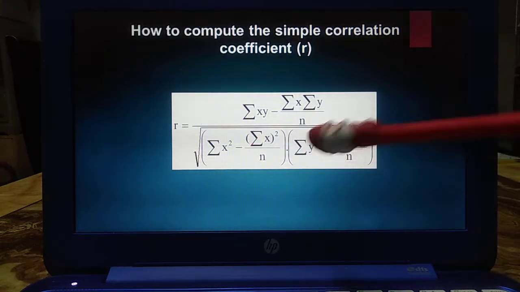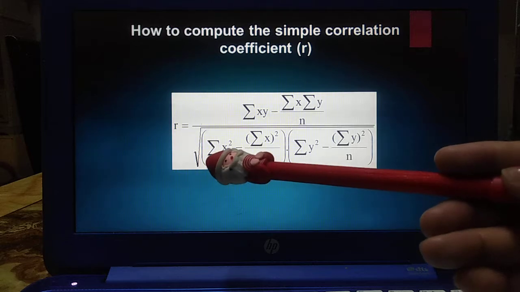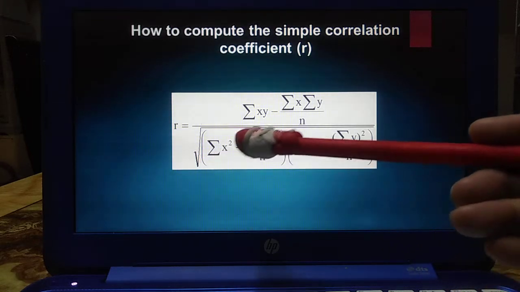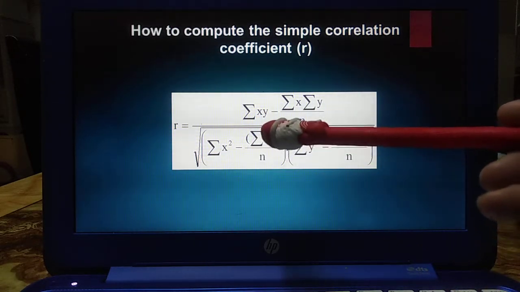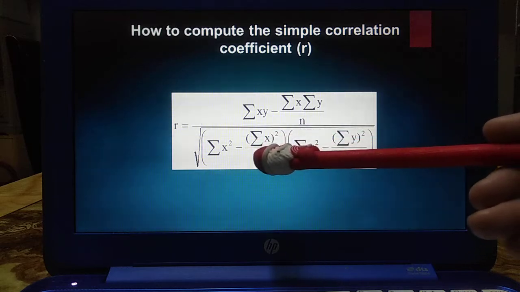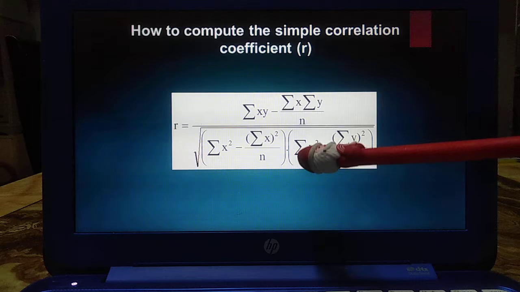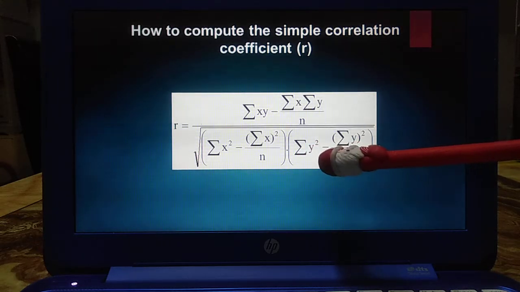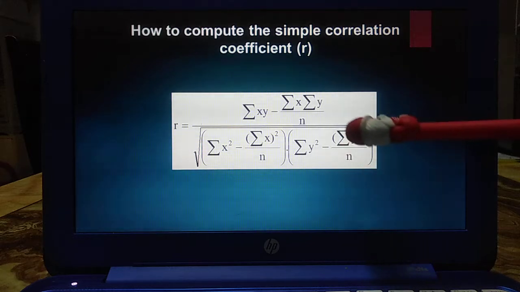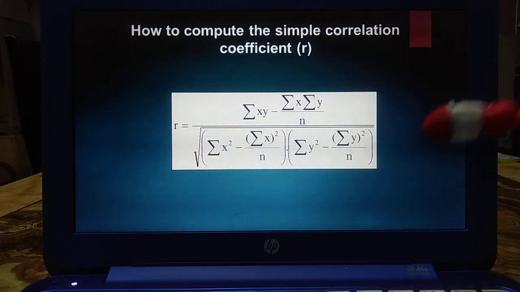Everything divided by the square root of the sum of the square of x minus the square of the sum of x all over the total number of data that we have, multiplied by the sum of the square of y minus the square of the sum of y all over again the total number of data.